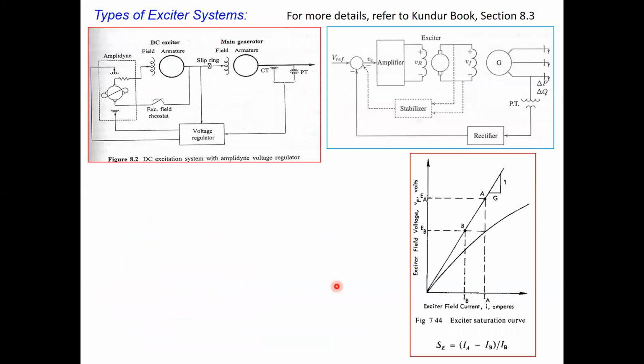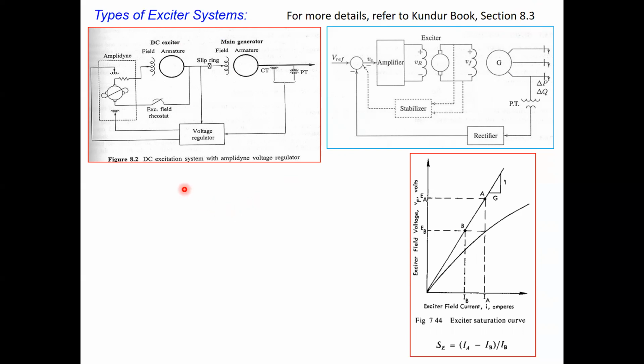So here I have this slide to discuss the different types of excitation system. I will not go into more detail. You can refer to the book by Kundur, section 8.3. But Ibrahim, you had one query.